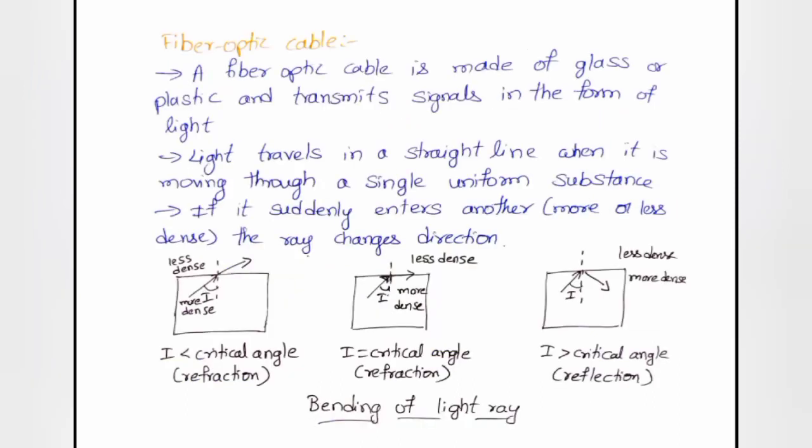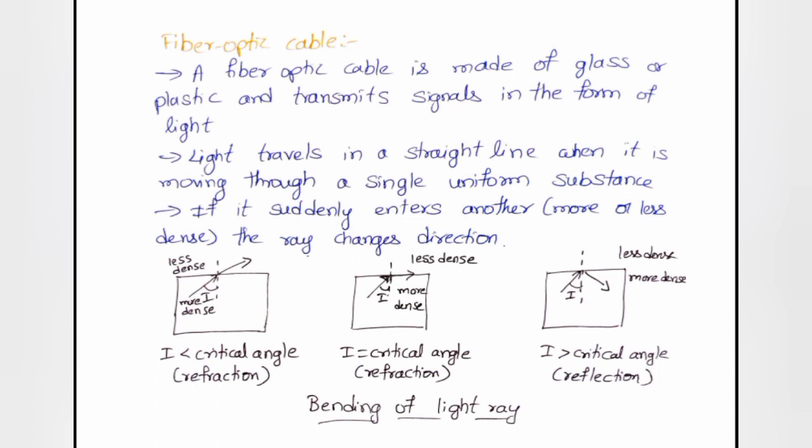Next one is the fiber optic cable. A fiber optic cable is made of glass or plastic and transmits the signal in the form of light. The previous two cables, that is the coaxial and twisted pair cable, allow the signals to pass in the format of electric current. That is, the analog signals will be passed through the twisted pair and coaxial cables. But here in the fiber optic cable, the light will pass through the glass, through the cable.